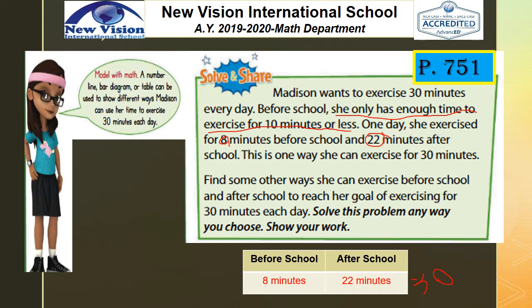Madison can exercise for 30 minutes. So in what other ways can she exercise before school and after school to reach her goal of exercising? Can you do that on your own? You have 1 minute to do that.